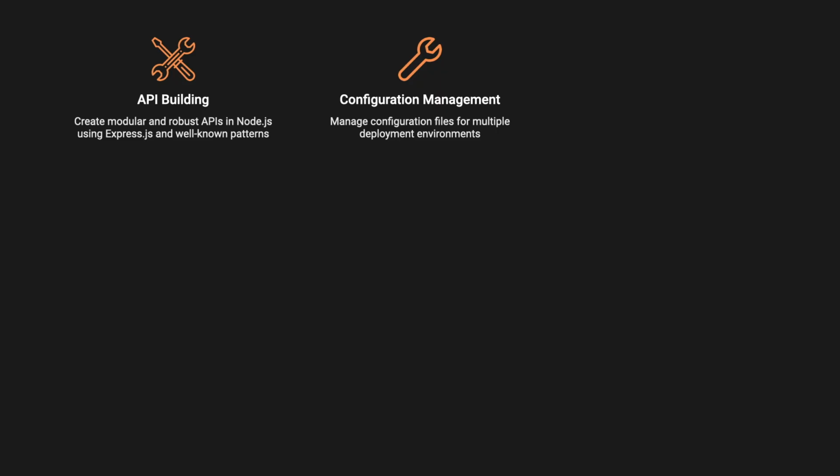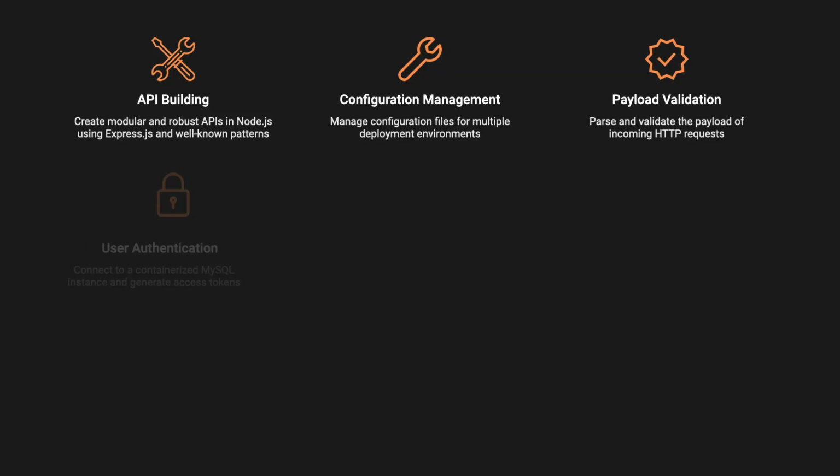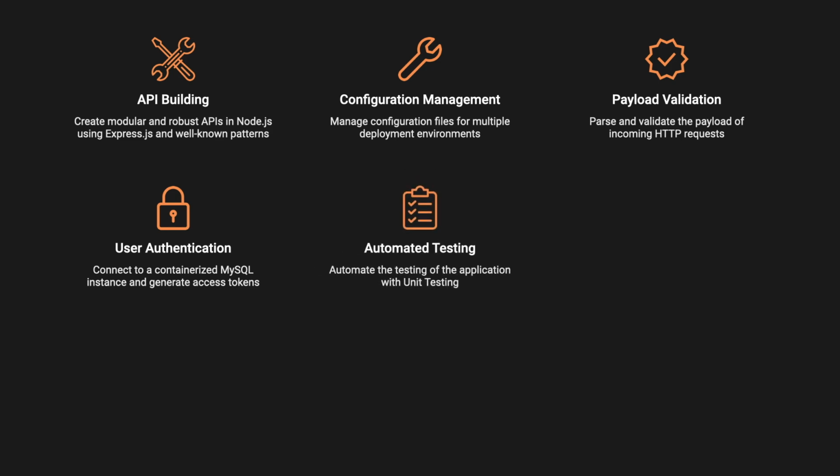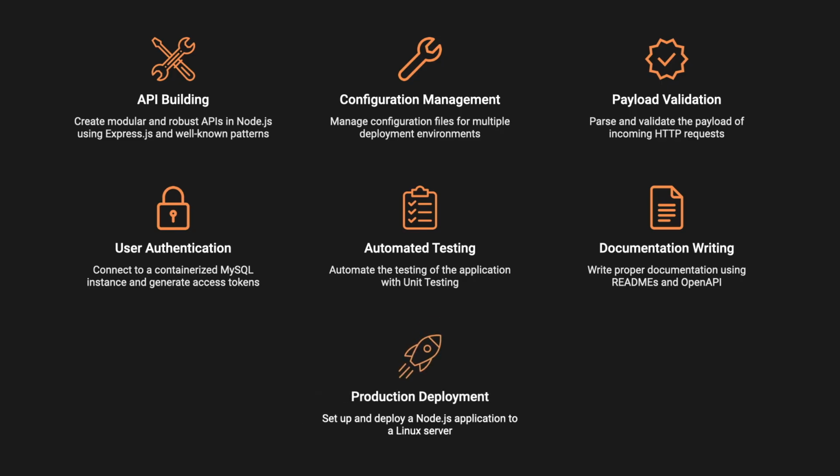Among many other things, by the end of this class, you will acquire the necessary skills to create modular and robust APIs in Node.js using well-known patterns such as modules, factory functions, and dependency injection, manage and dynamically load configuration files for multiple deployment environments, parse and validate the payload of incoming HTTP requests using middleware functions and schema validators, connect to a containerized MySQL instance to safely store and retrieve users' data, generate JSON encoded access tokens, automate the testing of your application's components using a method named unit testing, write proper documentation for both the application and its API using README files and the OpenAPI standard, and finally deploy a Node.js application to a Linux server.